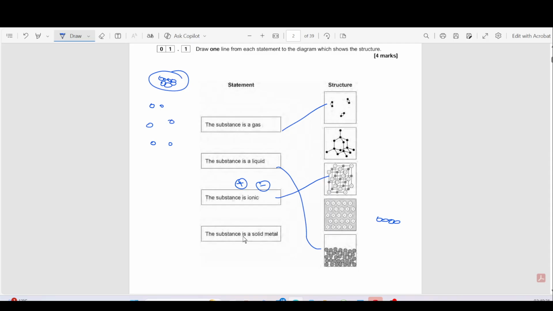Next one is the substance is solid metal. So this will match with this, because of the lattice of the circle with a smaller circle in between, this is the solid metal. Okay, which shows a fixed lattice of positive ions, and yeah, this is solid.